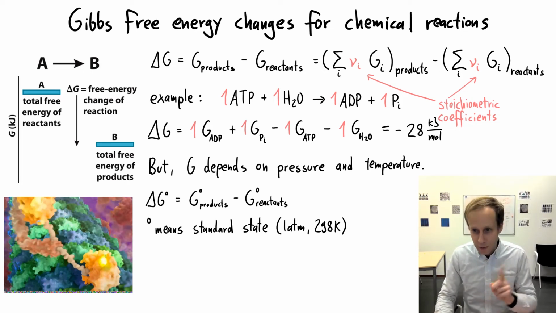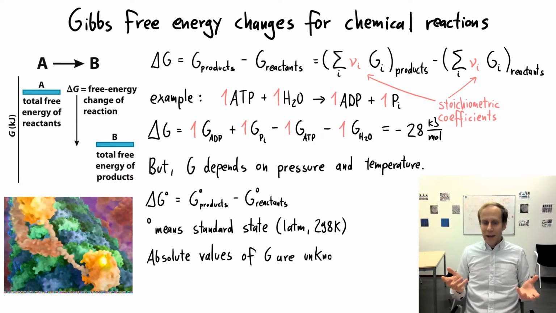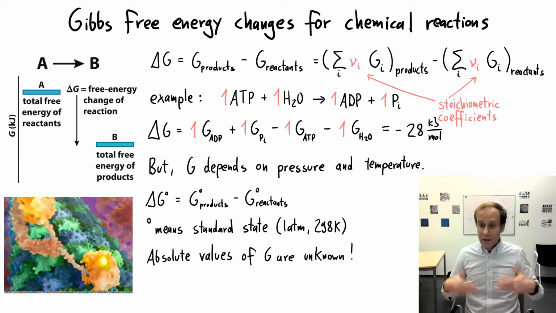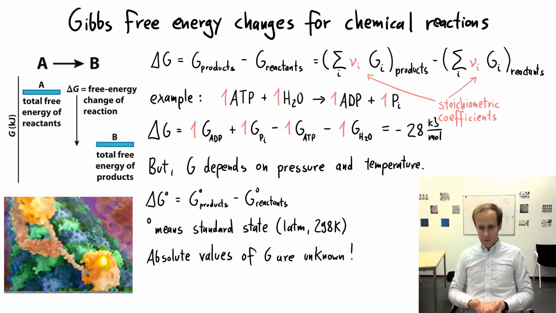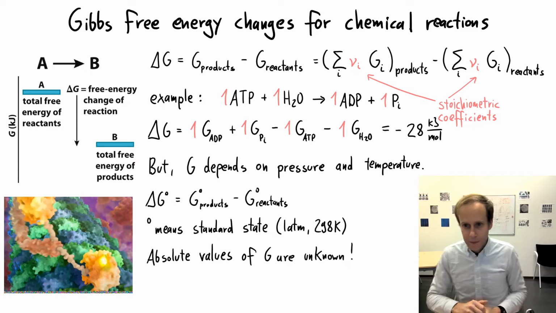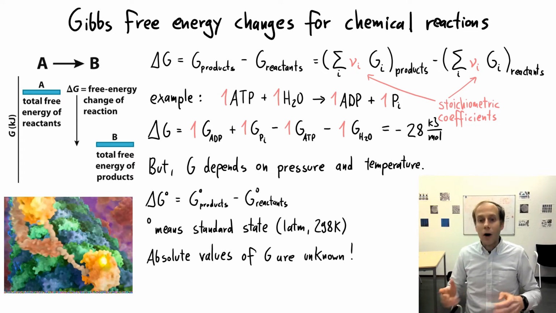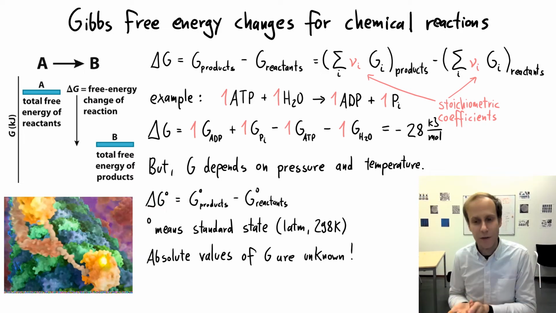Okay, so that's one thing to be aware of. The second thing to be aware of is actually the free energy values. They are not known. We don't really know the absolute values for any of the chemicals, what this G value is. But the good news is, even though we don't know it, all we care about is usually the differences of the free energy for the reaction, so the delta G values.